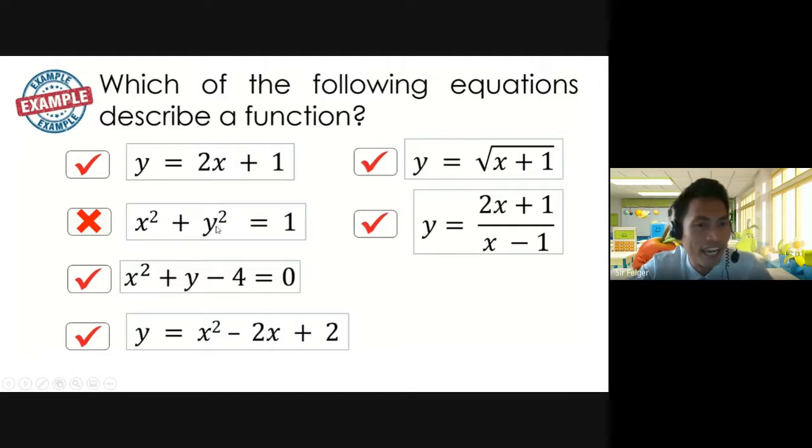This is a circle. This one is quadratic. Okay? This one is also quadratic. This is a radical equation. And this one is a rational equation. So that is a rational equation.